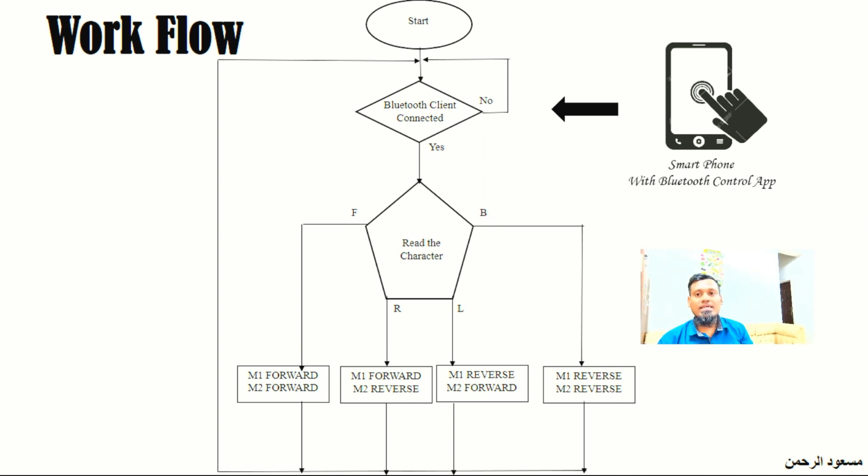Likewise, if the character received is B, both the motors will be electrified by reversed voltage. So both the motors will be driven in reverse direction so that the car will be taken backwards. If the received character is R, then it means the car is to be turned in the right direction. For that, motor 1 will be driven in forward direction and motor 2 will be driven in reverse direction.